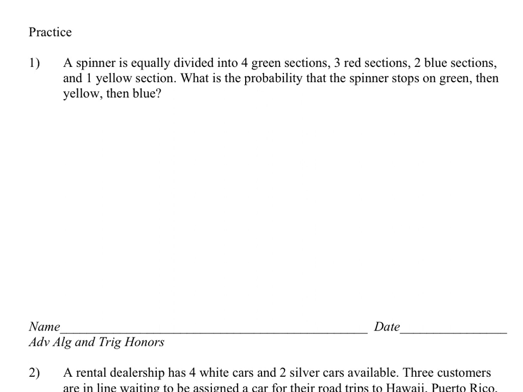What is the probability that the spinner stops on green, then yellow, then blue? These are independent events. Each time you're spinning it again, it doesn't really matter what you landed on before that. So let's look at these with colors. The probability that you land on green, there are 4 green sections out of 10 sections in all. And then the probability of landing on yellow, there's only 1 yellow section out of the 10.